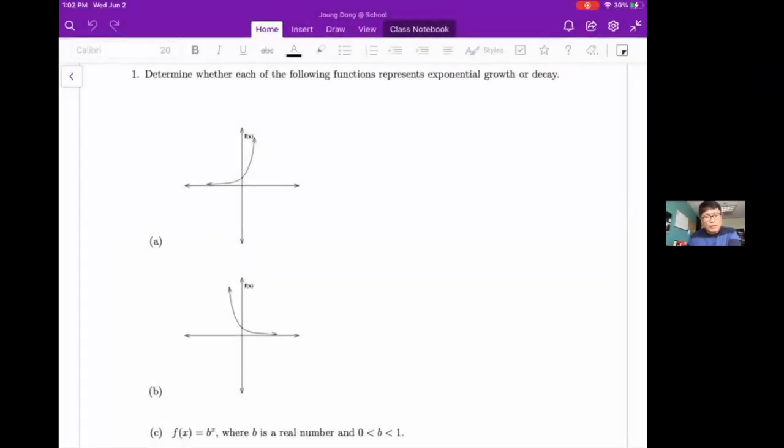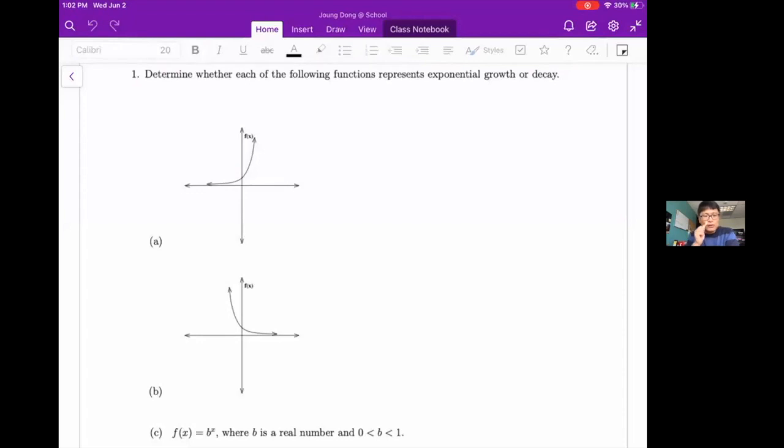Let's talk about the exponential function. You have to understand increasing and decreasing functions. Look at the first problem, A. When x is increasing, the y value is increasing, and it is a curve. Another important feature is that your y value, or your graph, is never under the x-axis. This is a basic property of the exponential function.